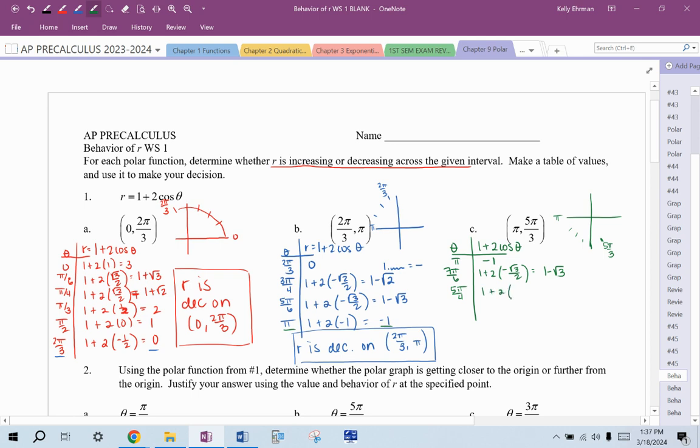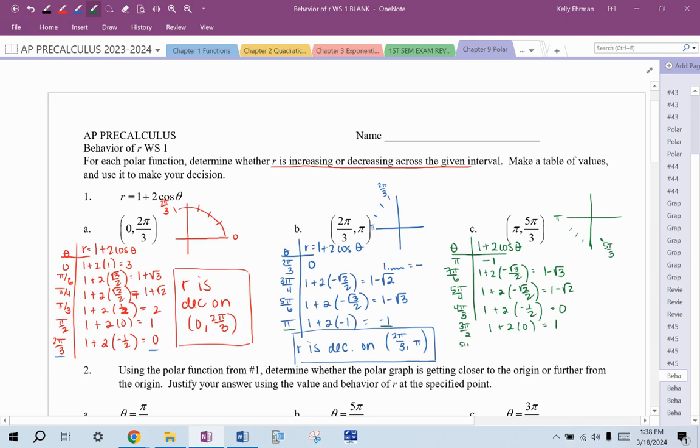1 plus 2 times negative radical 2 over 2 is 1 minus radical 2, a little bit closer to 0, so a little bit bigger than that number. And then 4 pi over 3 is 1 plus 2 times negative 1/2. So 1 minus 1 is 0. That's the biggest number of all so far. It's the only non-negative. And then we're going to 3 pi over 2. 1 plus 2 times 0 is 1, so now we're in the positives.